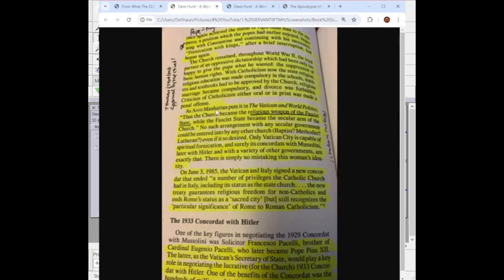As Avro Manhattan puts it in The Vatican and World Politics, quote, "Thus the church became the religious weapon of the fascist state, while the fascist state became the secular arm of the church," end quote. No such arrangement with any secular government could be entered into by any other church. I guess they would say like any other religion, like Baptist, Methodist, Lutheran, etc., even if it so desired. Only Vatican City is capable of spiritual fornication.